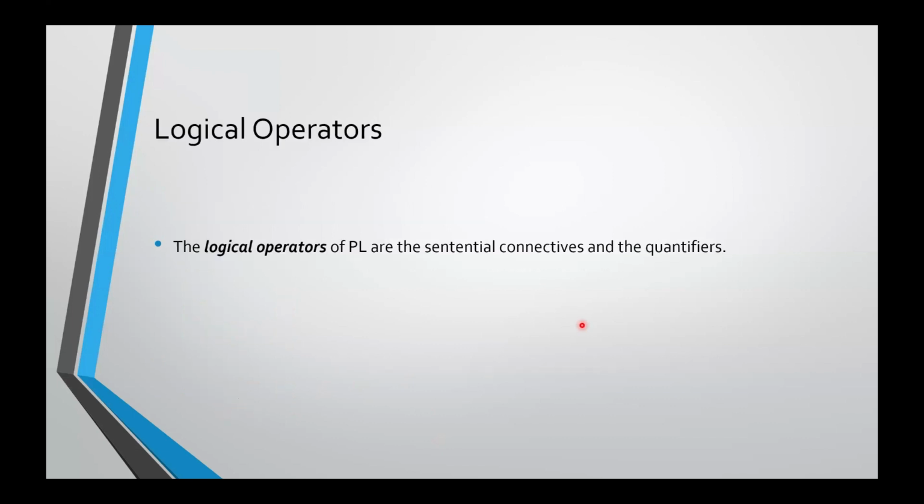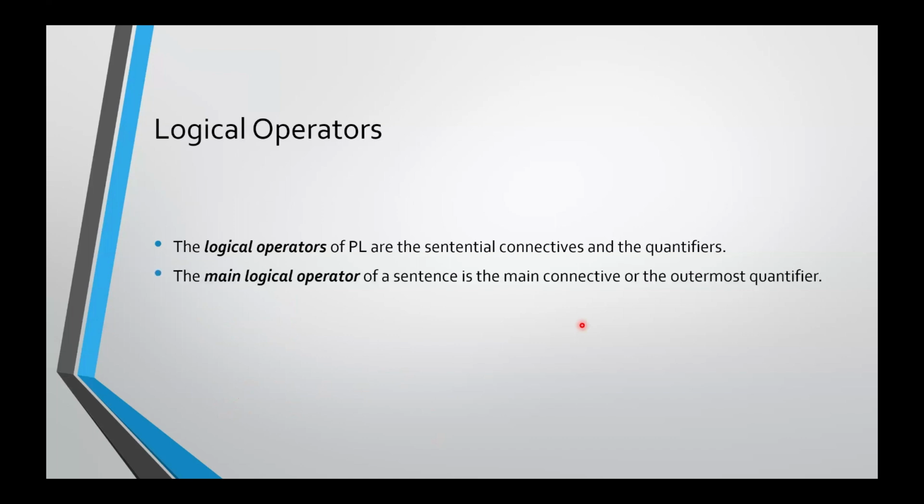Okay, so logical operators. The logical operators are the sentential connectives of SL plus the quantifiers. The main logical operator of a sentence is the main connective, same way as it's defined in SL, or the quantifier that is furthest to the outside. Most of the time you can tell what it is. The main connective is going to be identified the same way as it is in SL. A lot of the time, the outermost quantifier is pretty obvious. It's the one on the outside.